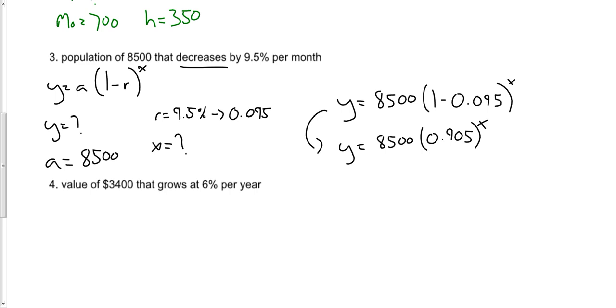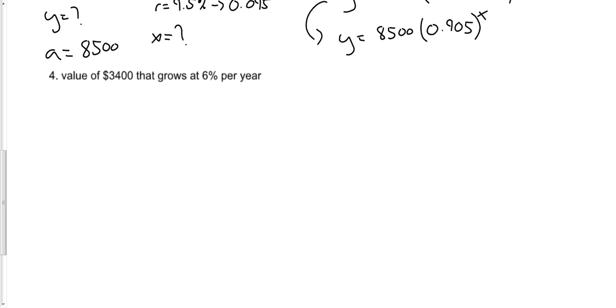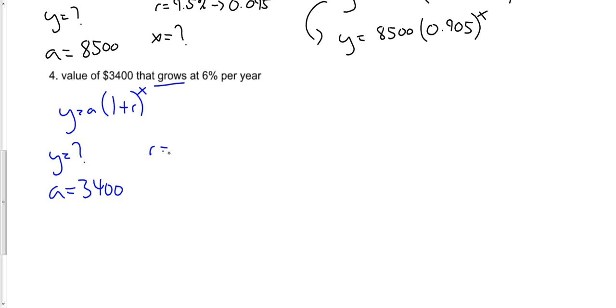Okay. The last example says that the value of $3,400 grows at 6% per year. Well, if it grows, that's going to be a simple increase question. It doesn't say it doubles, but it says it grows. So if it's growing, then that formula is y is equal to a times 1 plus r to the exponent x. So in this case, we don't know what our y value is, so we keep that. We know that our initial value, our starting value of a, is $3,400. We know that the growth rate is going to be 6%, and as a decimal, 6% is 0.06. And again, we don't know what the time factor is, so we'll just leave that as is.